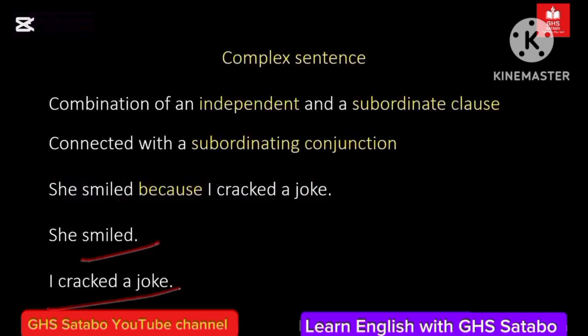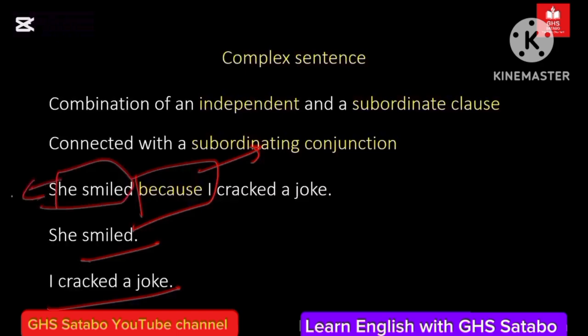She smiled, I cracked a joke. But if you focus here, in between we have another conjunction which is recognized as a subordinating conjunction. Now, as the name suggests, subordinating shows a dependency of one part of a sentence on the other part of the sentence. So, "she smiled" needs a reason. Why is she smiling?